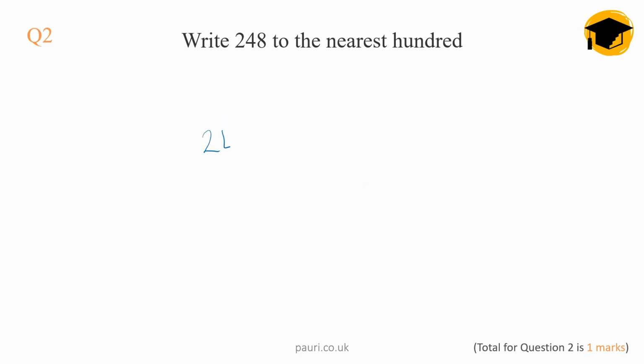Next question, 248 to the nearest hundreds. This is my hundreds column. Is the next number 5 or above? No, it's not. So I round down. So 248 is closest to 200 rather than 300. And that makes sense as well. So make sure you sense check your answers while you go along.